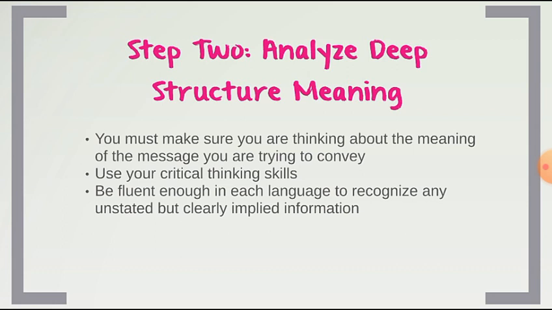Third, be fluent enough in each language to recognize any unstated but clearly implied information. Here you have to be able to speak both languages, for example, English and Indonesian. For example, your speaker is from England, and the other speaker is from Indonesia. So you have to know their language.